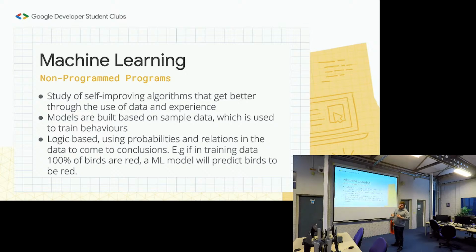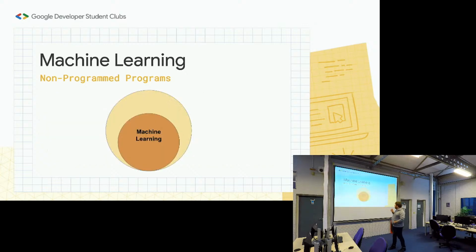So in a training data of birds, if 100% of the birds are going to be red, a machine learning model is probably going to predict that all birds are going to be red. And so it's really dependent on that training data. And we'll talk more about that later when we're actually doing the practical side of this session. Next slide, please. And so machine learning, as I said, is a subset of AI. And so we'll put it there.